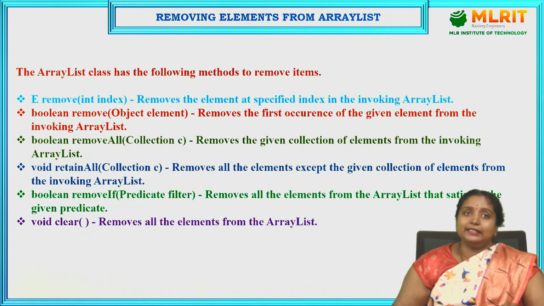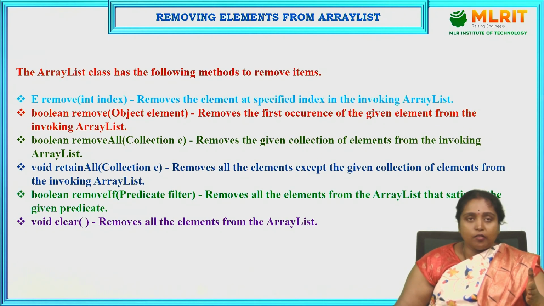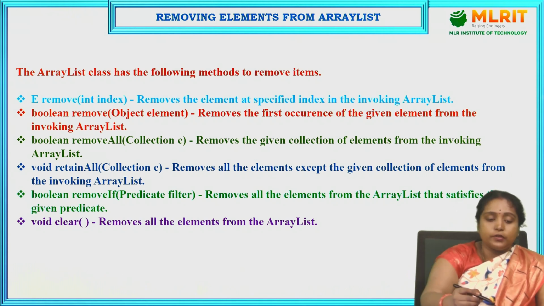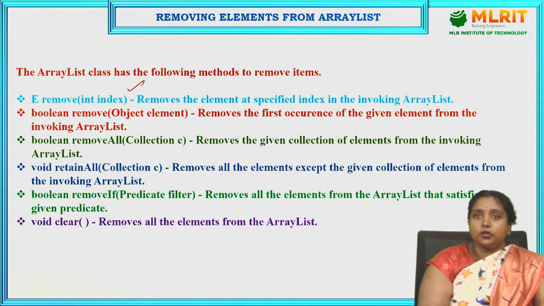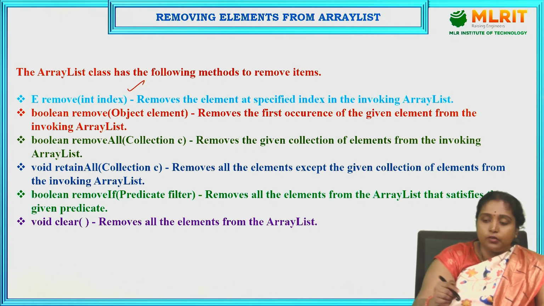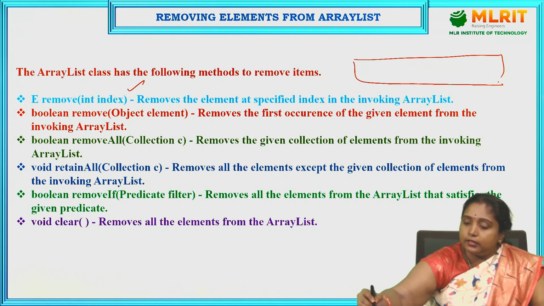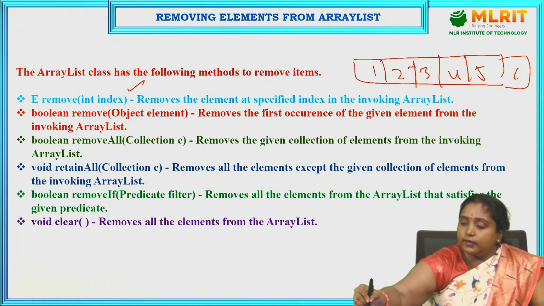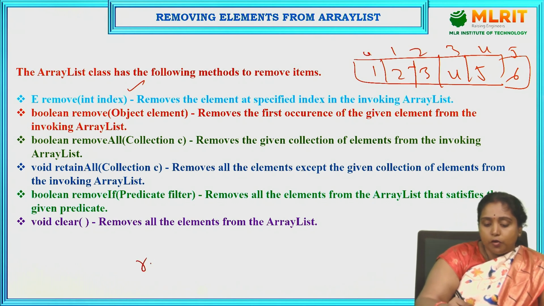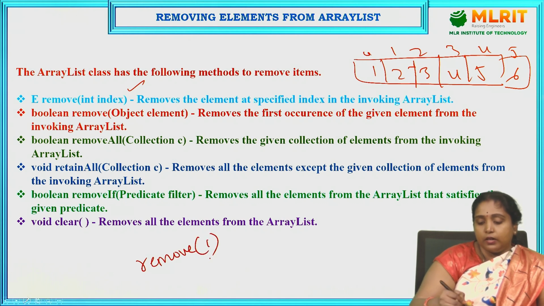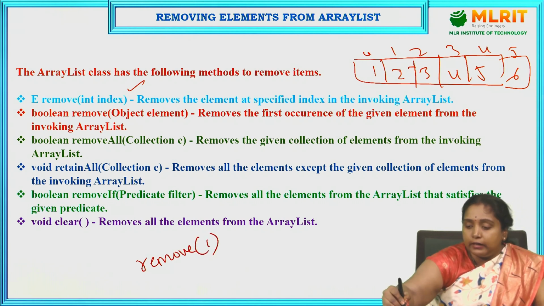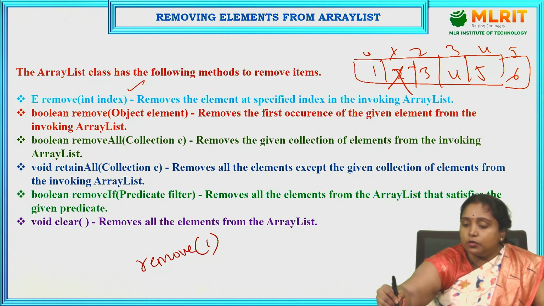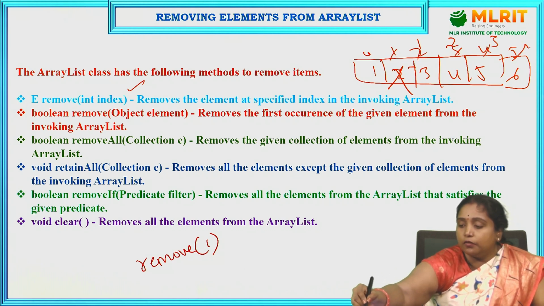And removing elements. If I want to delete elements from the array list, these are all the methods I can use to remove elements. The first one is the remove method. If I just want to remove an element at a specified index, say I am having an array list with 1, 2, 3, 4, 5, 6, and these are the index values. So remove of 1: the element at that index value will be removed.